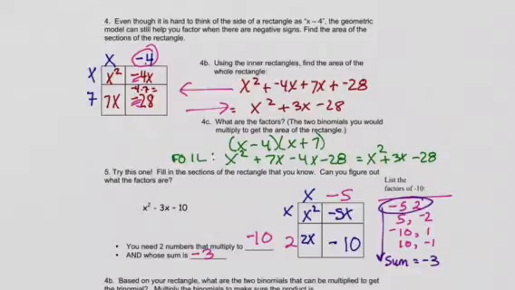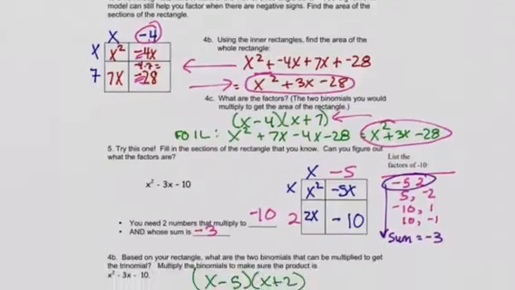They are x minus 4 and x plus 7. And by multiplying the factors, I get the same trinomial as I got by looking at the area. Okay? So now let's look at number 5.